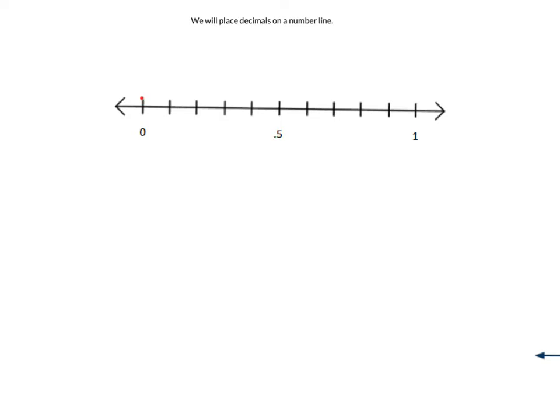If we look, we have 1, 2, 3, 4, 5, 6, 7, 8, 9, 10 sections. So that means each part, one part, is going to be 1/10. So this is going to be 1/10. And this will be 2/10 and 3/10. And 4/10. We have 5/10, 6/10, 7/10, 8/10, 9/10, and a whole.